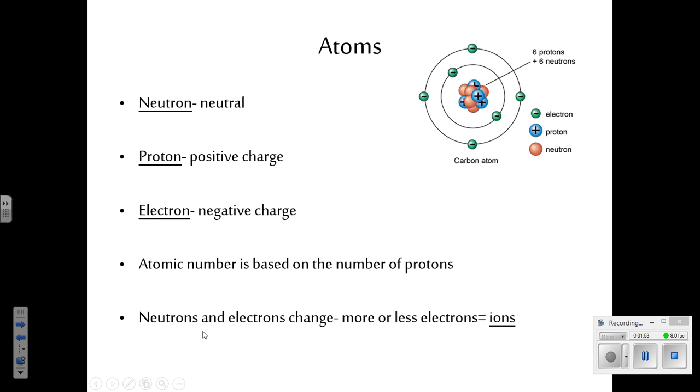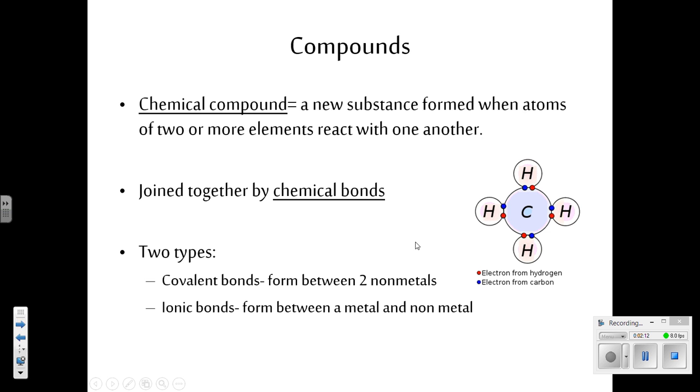However, the neutrons, which are in the nucleus, can change, and when that happens, we call them an isotope. Sometimes the electron number can change as well. If they gain or lose electrons, those are called ions. So that's just different forms of the same element, but they would react differently in chemical reactions.